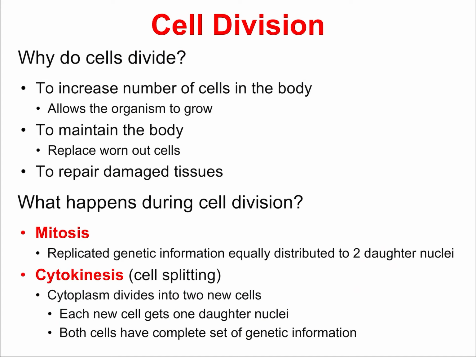So what happens during cell division? Well, the first process we're going to talk about is mitosis, which is the replication of genetic information that gets equally distributed to two daughter nuclei. And then you have cytokinesis, which is cell splitting, where the cytoplasm will divide into two new cells. And then each cell will get one daughter nucleus, and both cells will have a complete set of genetic information. Okay, so that's mitosis. The goal is just to take one and make two.